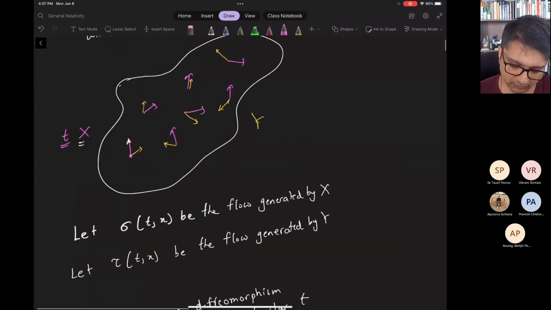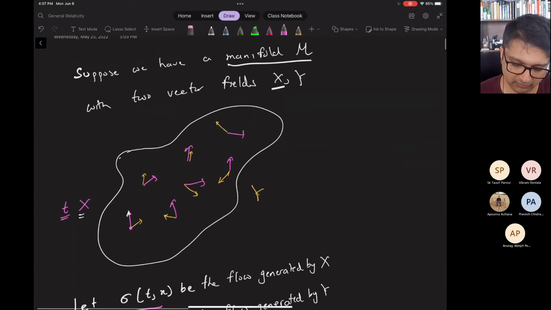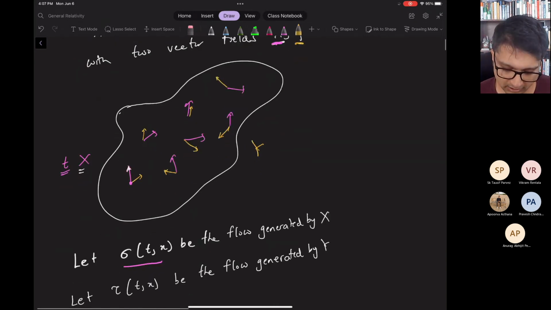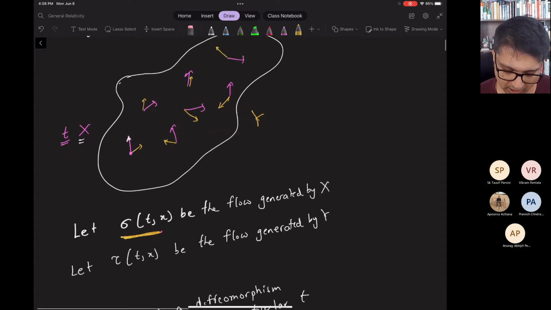And so we denoted the flow generated by X as some sigma_t^X. And so today we're going to consider two different flows. If you have a field X, it generates one flow. If you have another vector field Y, it generates a different flow. Okay. And so we denote sigma_t^X as the flow generated by X and tau_t^Y as the flow generated by Y.